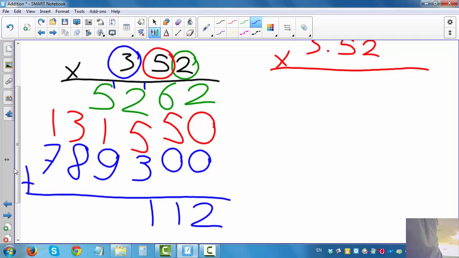So this time 1 plus 5 is 6, 7, 9 more, 16. The 6 goes down here, 16, the 1 goes up here. 1, 3 more is 4, 8 more is this time 12. 2 goes down, 1 goes up. 1 plus 1 is 2, 7 more is 9. I am done with this multiplication.